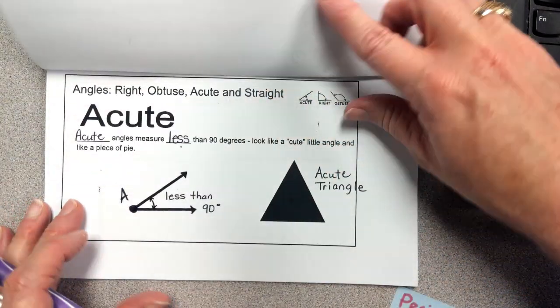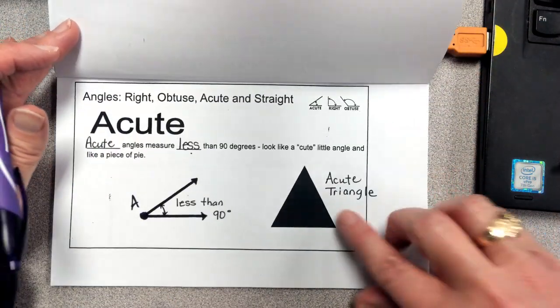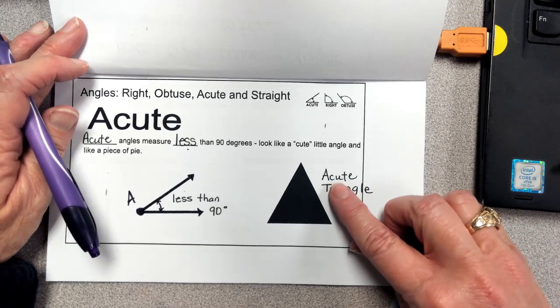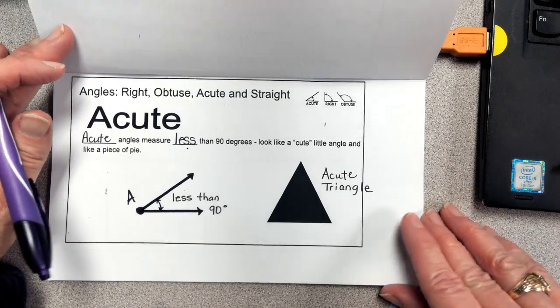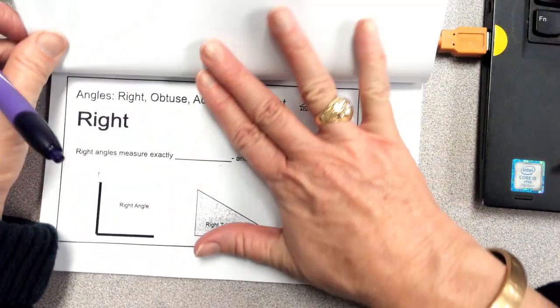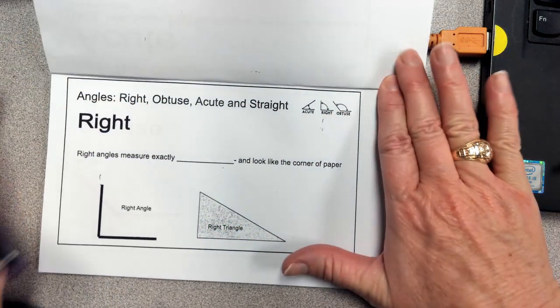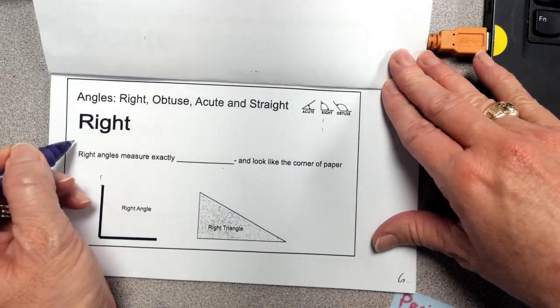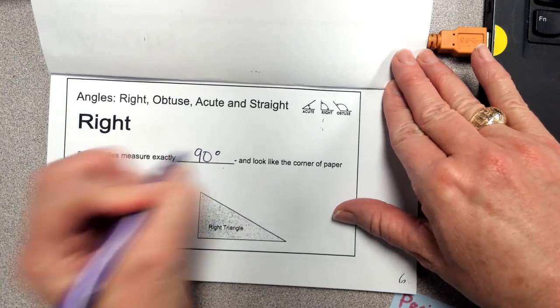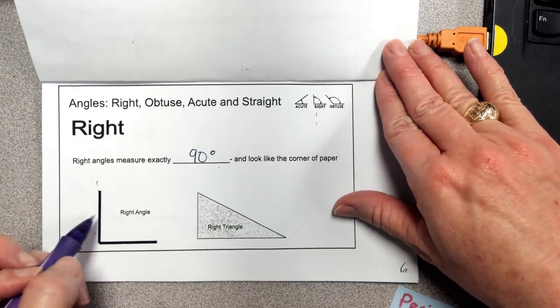Going back to my pages, I also have acute angles in this triangle, so we're going to call this an acute triangle. And continuing to move forward in my booklet, we have a right angle, and right angles measure exactly 90 degrees. And so here we have 2 examples.